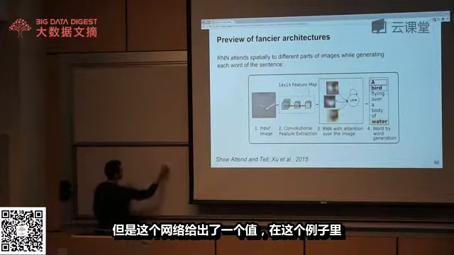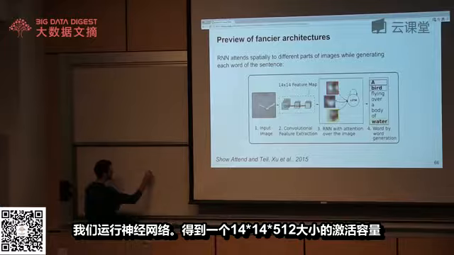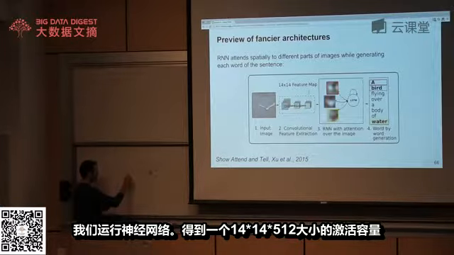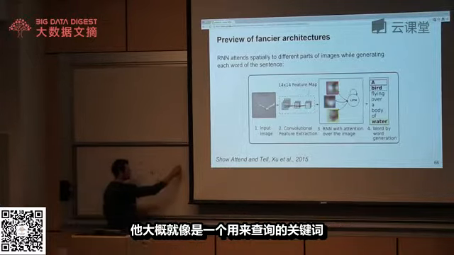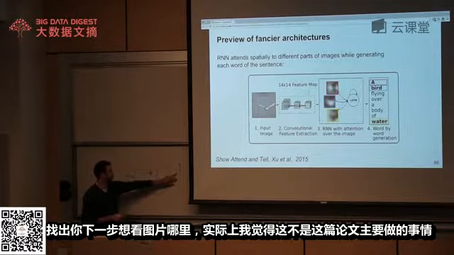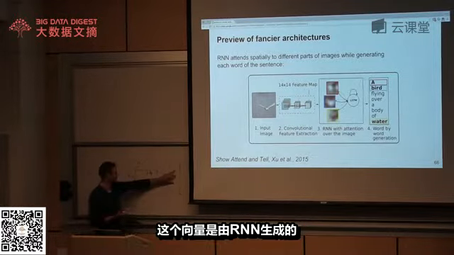So say in this case, we forwarded the ConvNet and got a 14 by 14 by 512 activation volume. And at every single time step, you don't just emit that distribution, but you also emit a 512-dimensional vector that is kind of like a lookup key of what you want to look for next in the image. Actually, I don't think this is what they did in this particular paper, but this is one way you could wire something like this up.